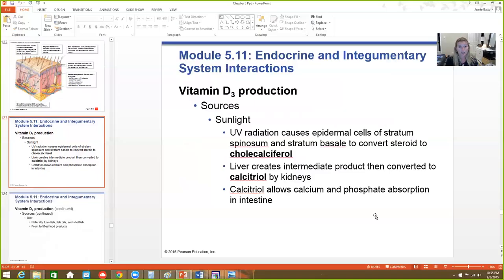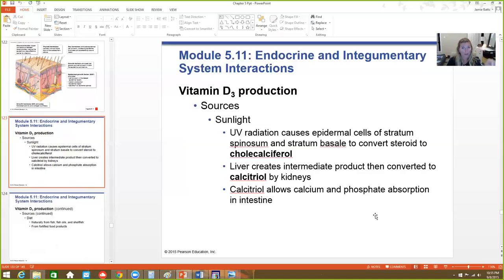Finally, vitamin D3 production comes from the sun. UV light causes those epidermal cells within the spinosum and basale to convert a special steroid into something called cholecalciferol. Cholecalciferol will be converted into calcitriol by the kidneys. And the calcitriol affects calcium and phosphate absorption in the intestines. So in other words, if you don't have a lot of calcitriol, you're not going to effectively absorb calcium and phosphate from the food that you eat in your intestines. You won't be able to bring that calcium into your body. Even though you're eating it, it's not going to come into your blood.